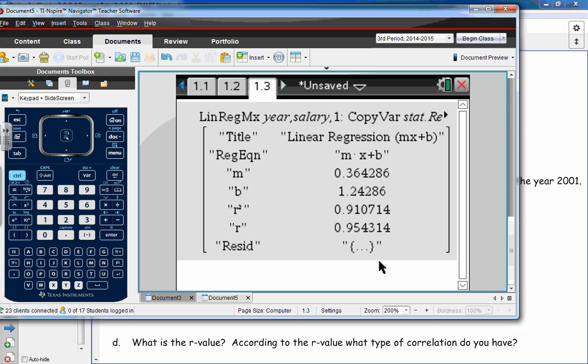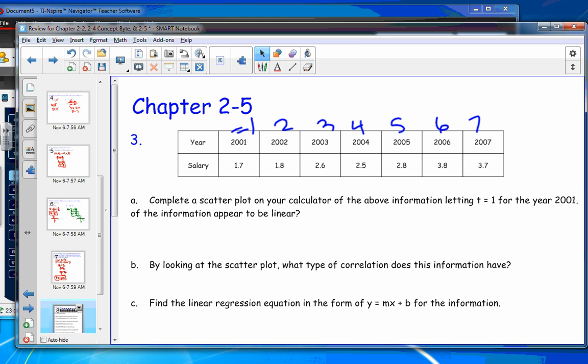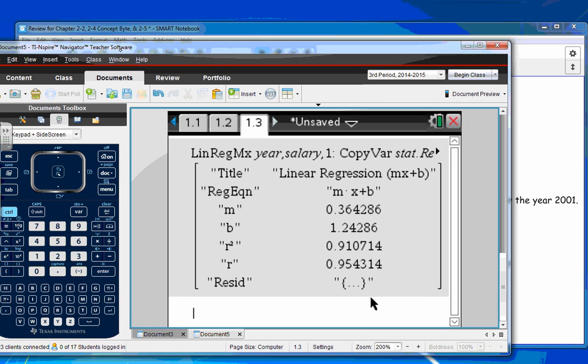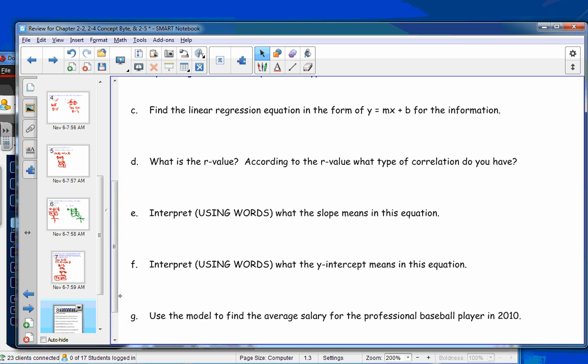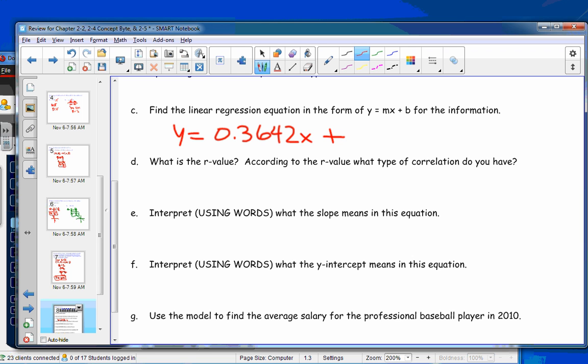So at this point, we need to go ahead and write our equation in here. So you tell me, folks, as we do this problem, what can you see and notice here? That you're going to have some decimal points that you're going to have to round to. So my equation was y is equal to 0.3642x plus, what's my next one? Yes? Okay, now what is the r value?